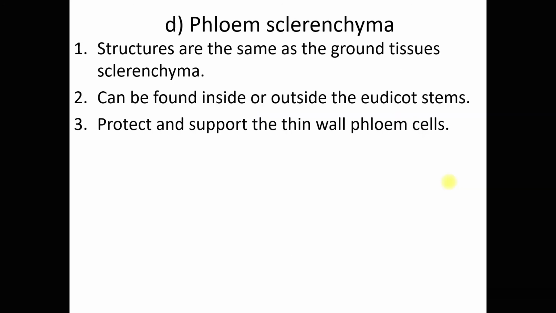Now, phloem sclerenchyma. These are structures the same as the ground tissue sclerenchyma, which can be found inside or outside the eukaryote stems, to protect and support the thin wall of phloem cells. So that's it for today. I'm a bit rushing.